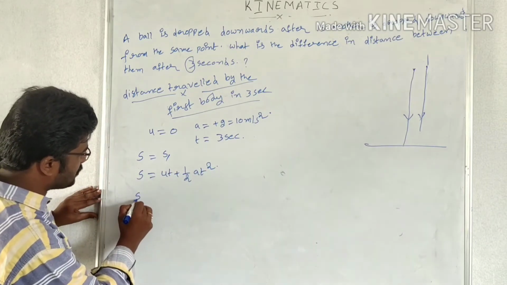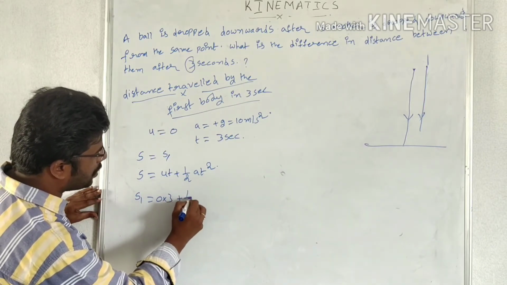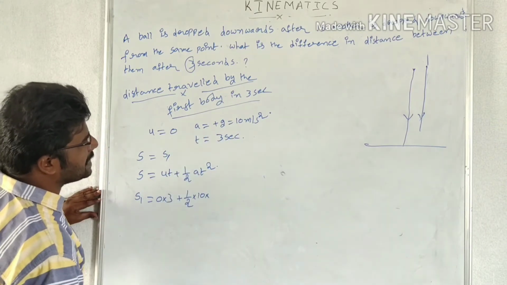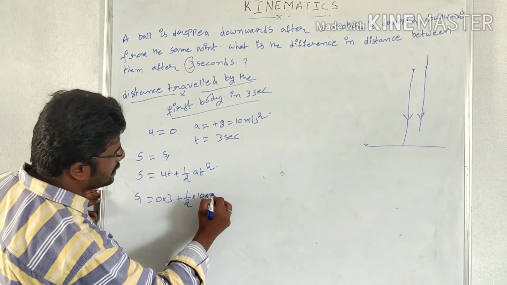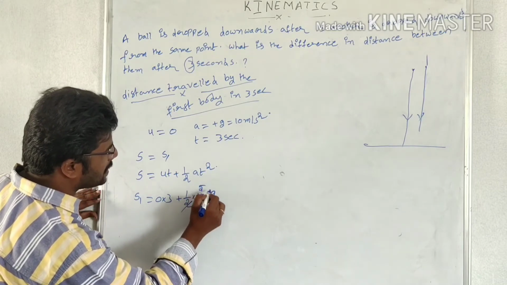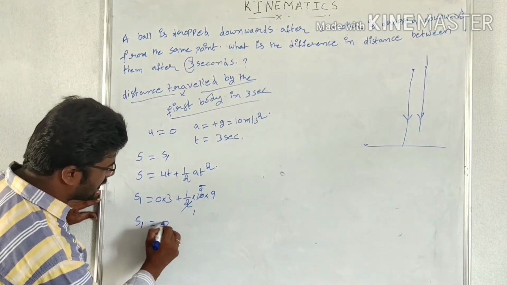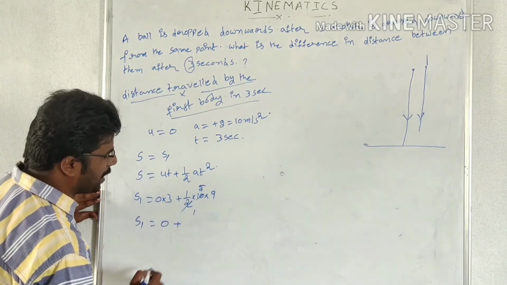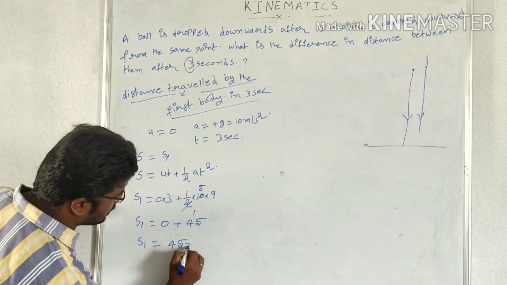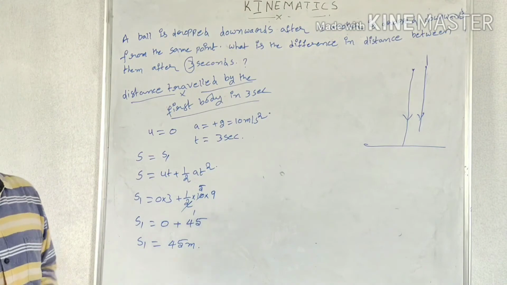What is the value of S1? U is 0. 0 into 3 plus half into A, 10, into T, that is 3 square. 3 square, 3 into 3, that is 9. 2 ones, 2 fives. 9 into 5, 45. So S1 equal to 0 into 3, 0, plus 5 into 9, 45. S1 equal to 45 meters. That means in 3 seconds, the distance travelled by the first body will be 45 meters.